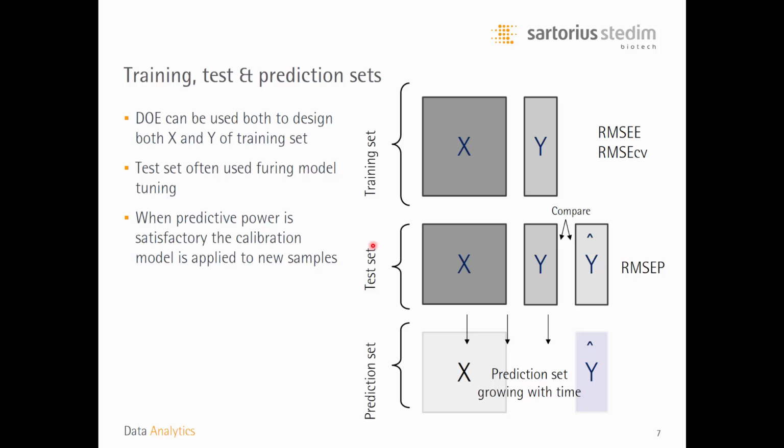And when the predictive power is satisfactory, the calibration model is then applied to even more new samples, making up the prediction set, which is usually open-ended and growing with time. And it is in this stage you are then measuring the easy to get hold of data, the X data, which are often spectral in nature, inserted into the model and get out predictions of the Y data, the difficult to get hold of data.